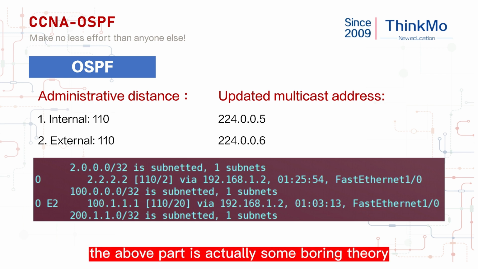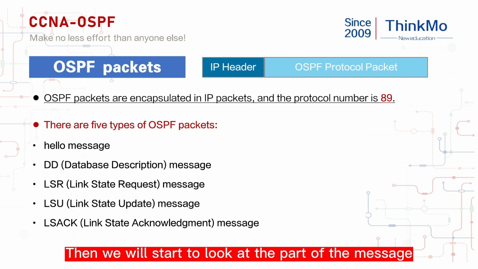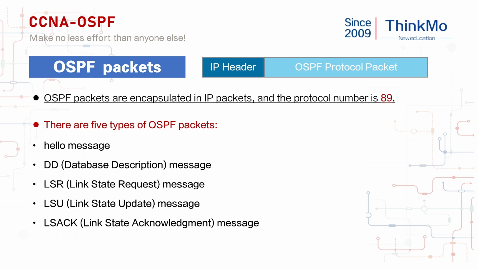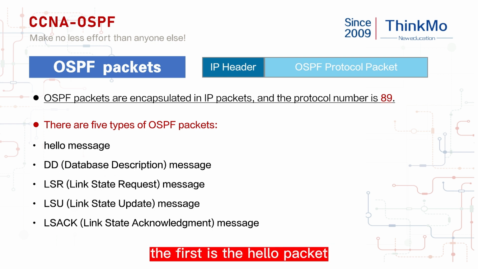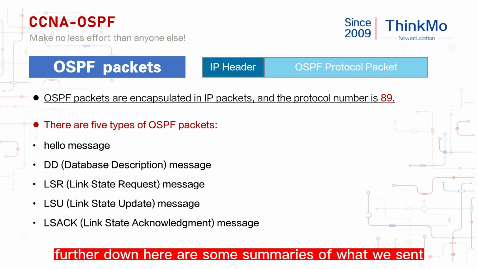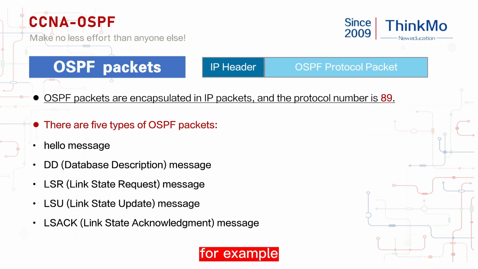The above part is actually some boring theory. Then we will start to look at the part of the message. OSPF has 5 types of packets. Respectively, hello, DD, LSR, LSU, and LSAck. The first is the hello packet. It is a message to keep alive each other. Further down here are some summaries of what we sent. For example, I send you a list. We'll talk about this relationship in a minute. Further down this is a request. Then update. The last one is to confirm. This is the 5 packets of OSPF.